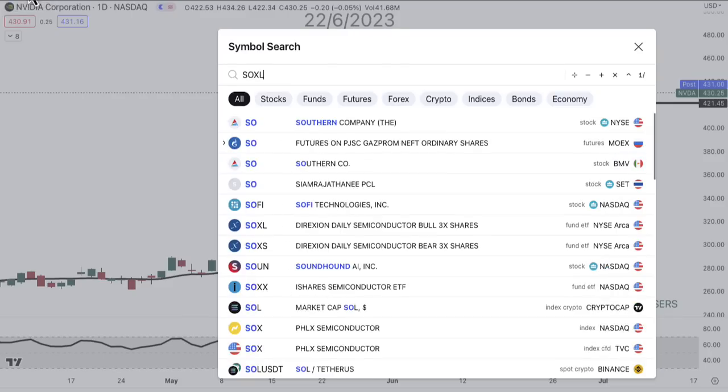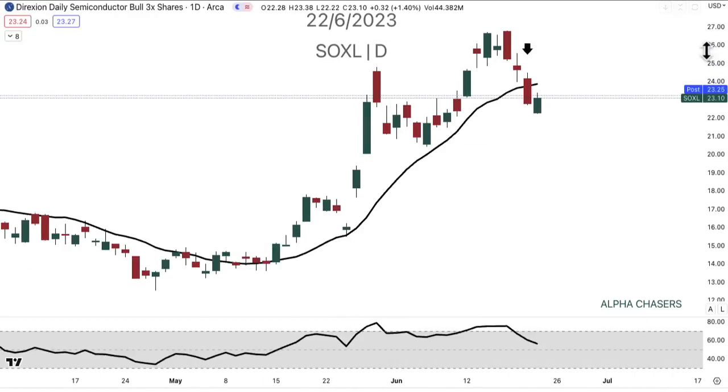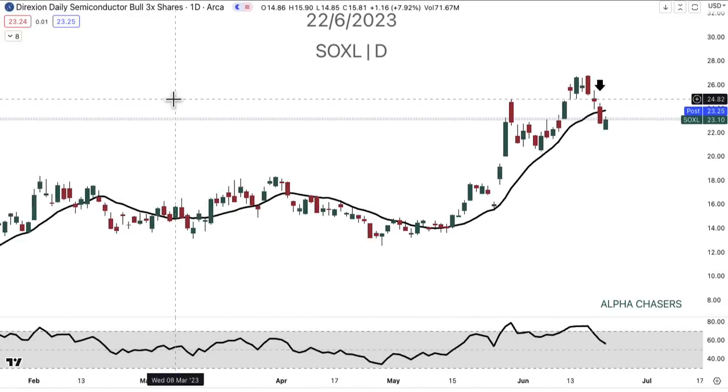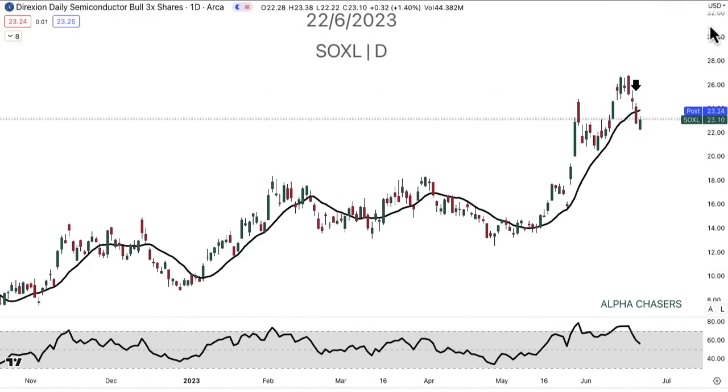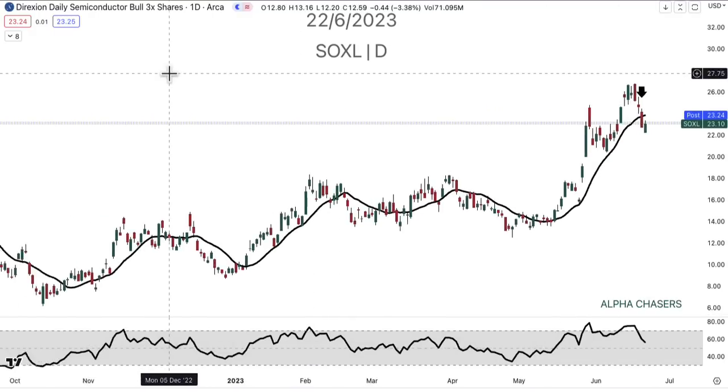Now, if we just take a look at SOXL for a moment, I just want to walk through this. I'm going to put a link down below. Maybe it'll be in the description, but it'll definitely be in the pinned comments.